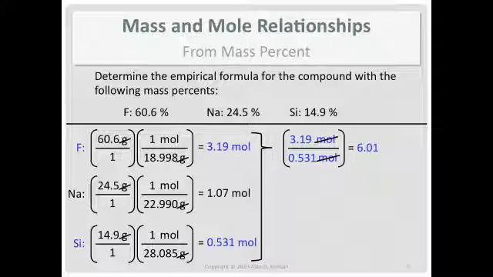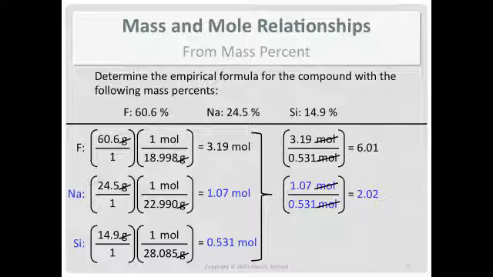And we'll do the same thing, compare sodium to silicon. And that ratio is a little over 2. Now let's look at those ratios. What are those numbers close to? The 6.01 looks pretty darn close to 6, and the 2.02 looks pretty darn close to 2. Now there are times where you have to really watch your rounding. In this case, these are so close to whole numbers, we'll just take those as our ratios.